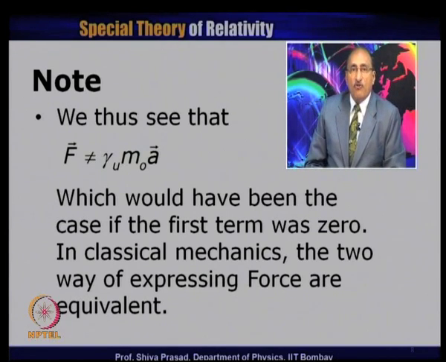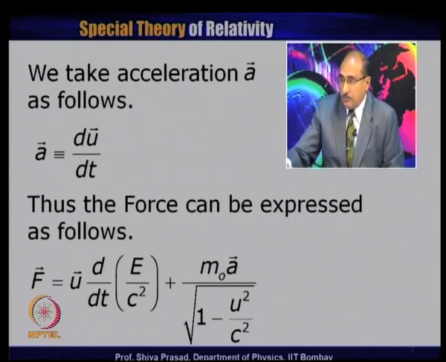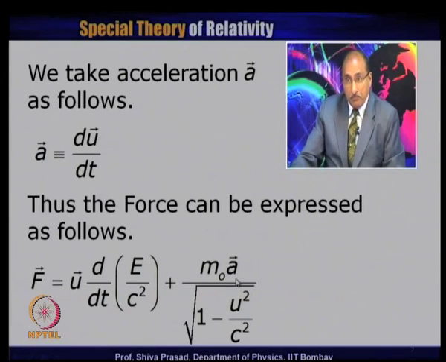First thing that we realize is that f is not given by gamma u m naught a. Had I taken the other definition of force as mass into acceleration, then probably I would have had a tendency of writing force equal to gamma u times m naught a. But as we have said, in relativity we do not take that definition, but take the definition of rate of change of momentum, which has caused an additional term in the force. Therefore, it is very clear that in this case force cannot be written as gamma u m naught a in general, unless of course the first term is 0. If you remember, there are two terms here. This is the gamma u m naught a. This term is an additional one. If this term happens to be 0, that is a very different case. Otherwise, it is always the sum of two terms.